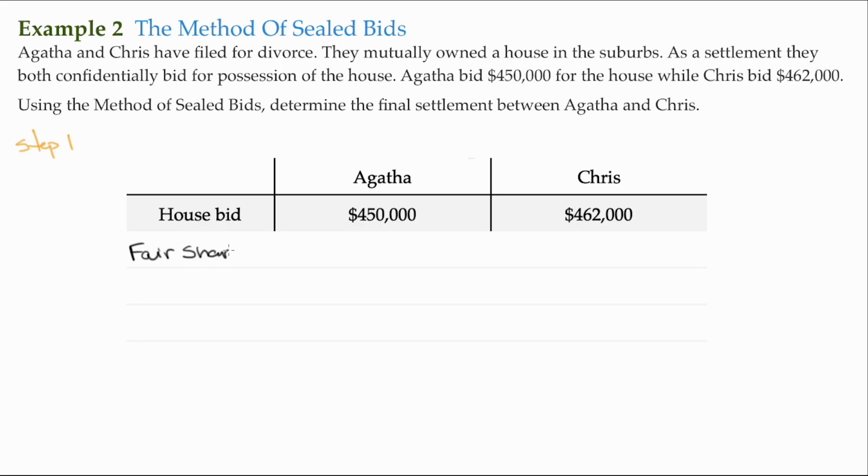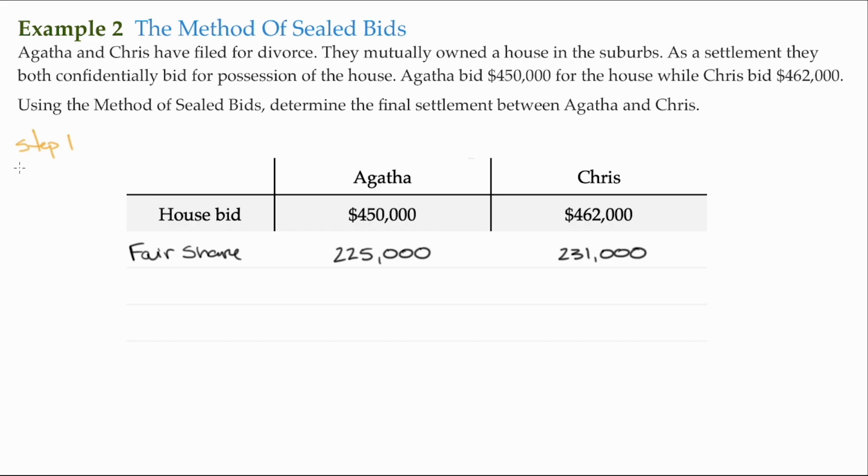So the total house bid for Agatha is $450,000. So she has to divide that with Chris. So we're just going to take the $450,000 and divide it by 2. So her fair share is $225,000 of the settlement. It's the same way with Chris, except he bid for the house at $462,000. Now keep in mind that neither one knows what the other one is bidding on the house. Of course, Chris is going to have to split that with Agatha, so we just divide this $462,000 by 2, and Chris expects to get $231,000 out of the settlement.